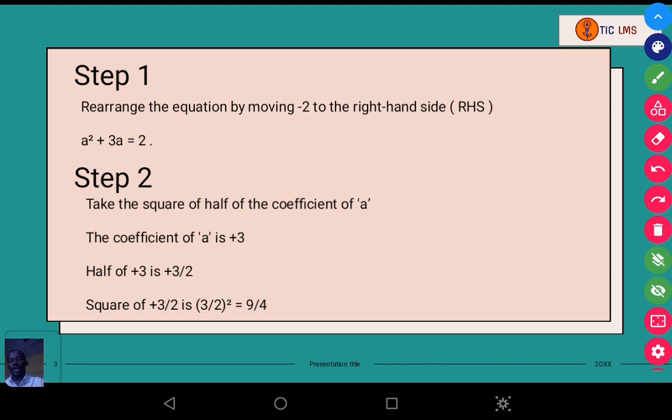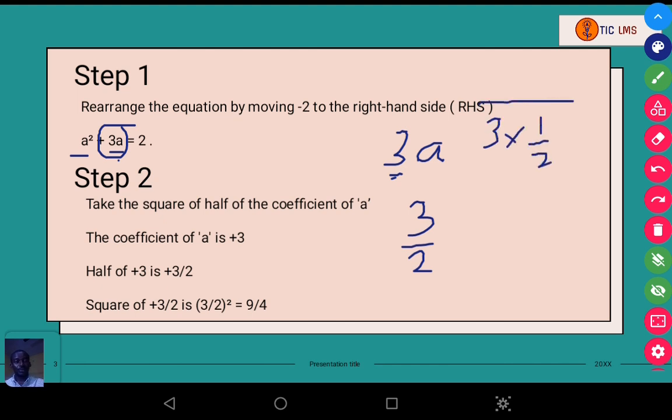Now here you have a squared and 3a. We are referring to a over here. So the coefficient of a is the number that you have with a, which is 3. So we have to take half of that coefficient, that is you divide it by 2, or if you like, you multiply by half. You're going to get the same thing. After doing that, you're asked to take the square, so you're going to square whatever you have.